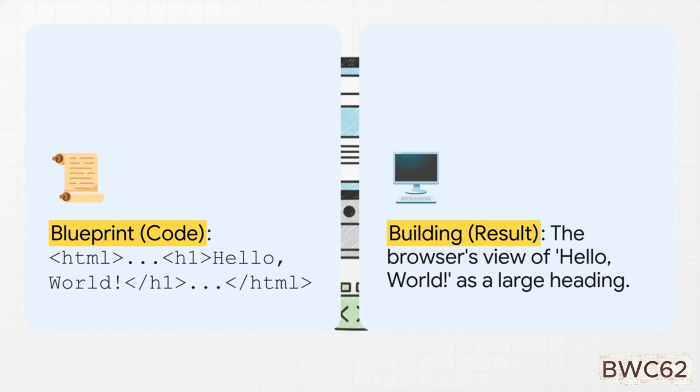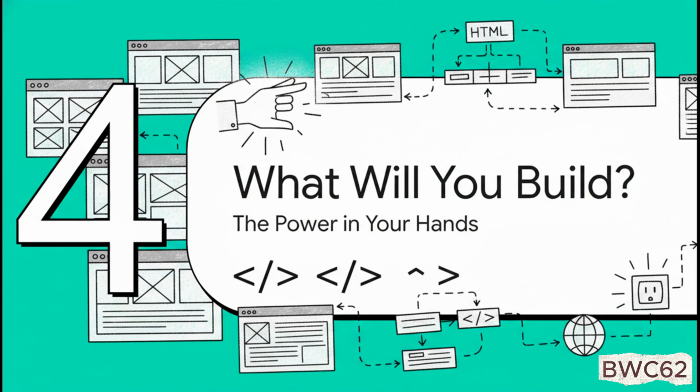And here it is, the big reveal. On the left, that's our blueprint. That's the code we just put together. Now, look over to the right. That's what our construction worker, the browser, builds from it. See? The browser saw our H1 tag and said, got it, I need to show Hello World as a big, bold heading. It's a perfect translation from our instructions into something visual. Pretty cool, right? And believe it or not, you now understand the fundamental principle behind literally every single website on the internet. Seriously, the power to create something on the web is officially in your hands.